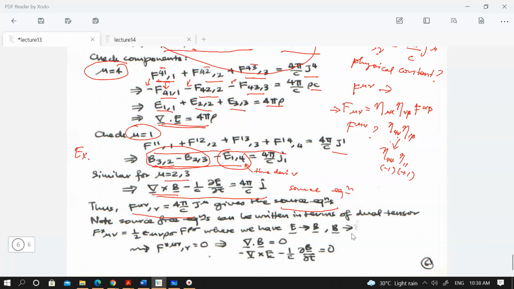Another possibility, which I would not dwell on too much, maybe I'll do this as an assignment question later, is to rewrite things in terms of the dual tensor. I think we have done this earlier as an example: the dual tensor just switches your electric field to magnetic field, and this one, I think I've forgotten here, is minus E. Once you switch those, some of your equations get swapped. So here you get your source-free equations, and so on and so forth. I will not do this; I will probably leave that as an exercise.